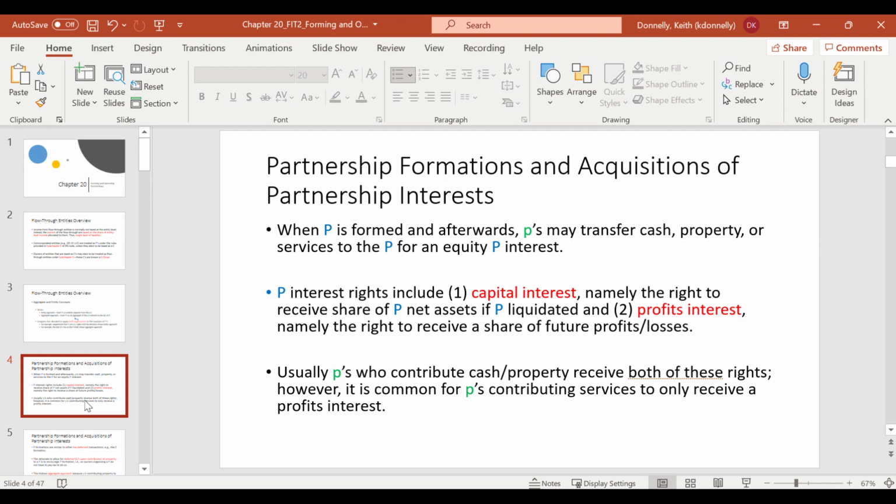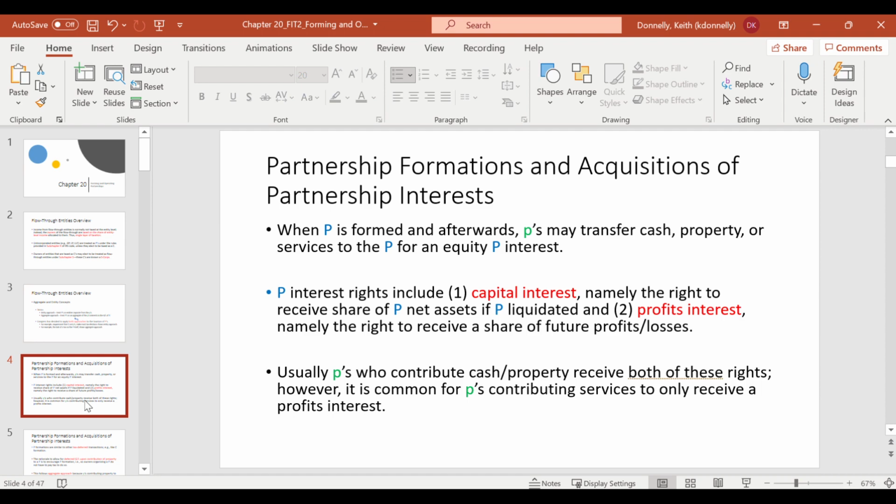A capital interest basically just says, hey, if this partnership were to be liquidated, I have the right to receive my proportionate share of the net assets, like what's left over after they pay off all the debts. In distinction, a profits interest essentially says, hey, I have a right to receive my share of the future profits or losses generated by the business.